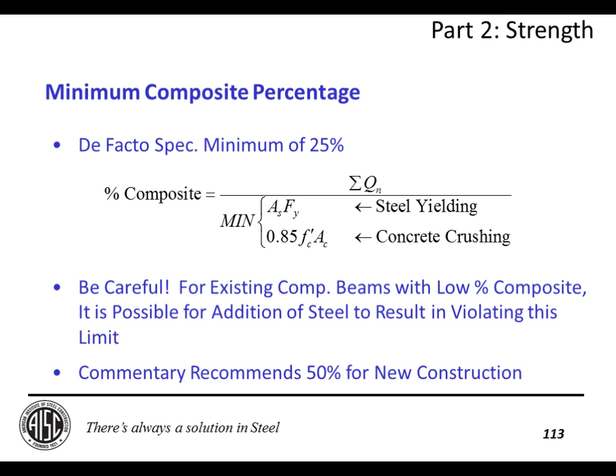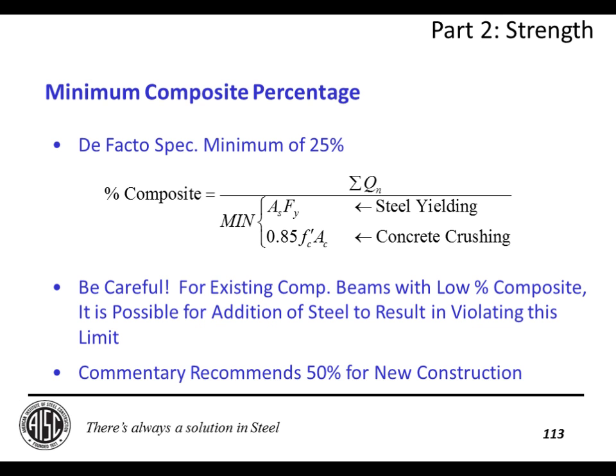And what I'm saying here is you need to be careful for existing composite beams that already have very low composite percentages. If you add a large amount of AsFy, so if you add a large cover plate or W section, you're actually reducing the percent composite action to a point where it could be even below this 25%. And that's not a good idea because studs have a certain amount of slip ductility. And if you exceed that, it is possible for them to rupture and actually unzip.